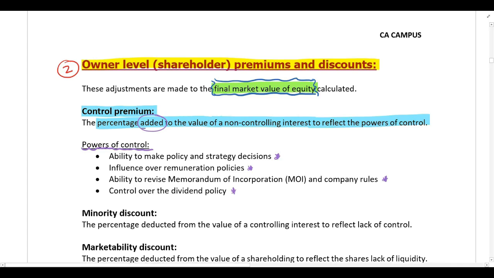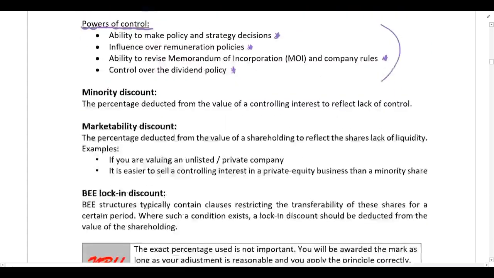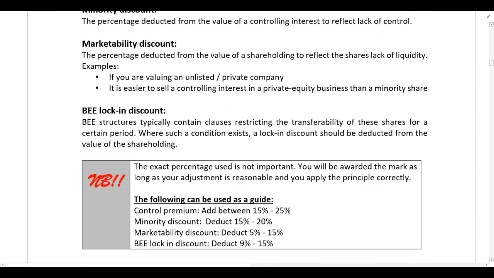So that is why we add a percentage to the value that we have calculated, because we need to take into account that if you are the controlling shareholder, you have the benefit of control, you have all of these advantages, and you are going to pay more for that. So please note the percentage must be added. How much do you add? Once again, this is a consequential mark for applying the principle correctly. However, if you want a guide, you can add a control premium of anything between 15 and 25%.